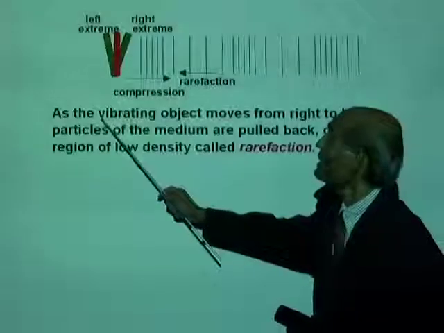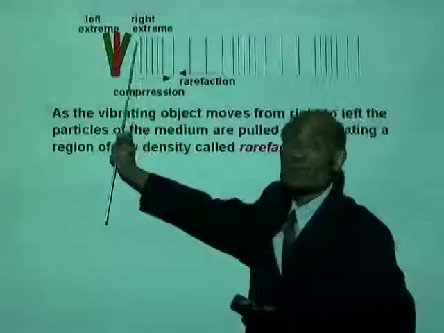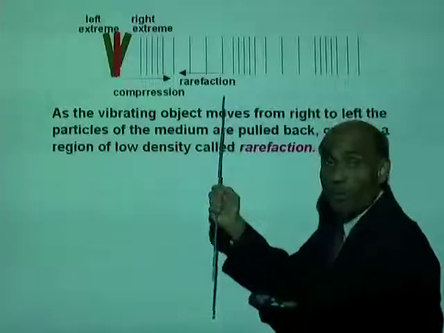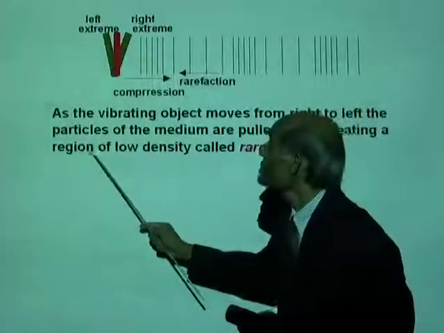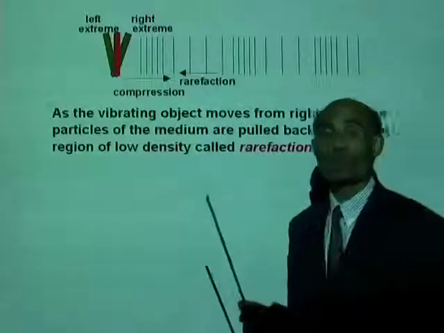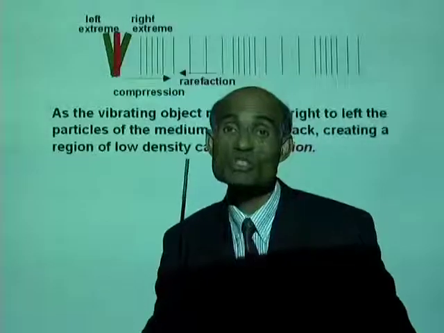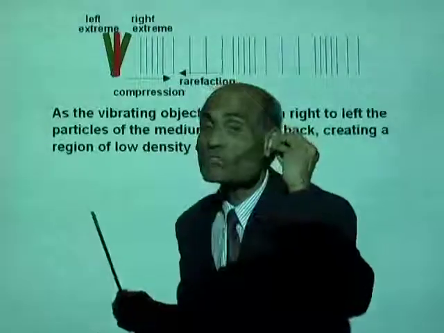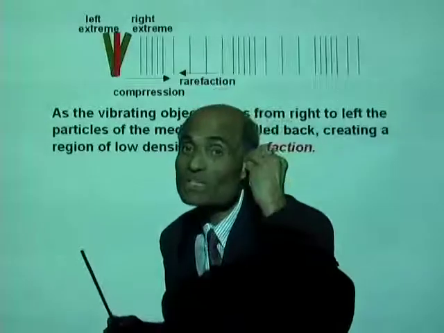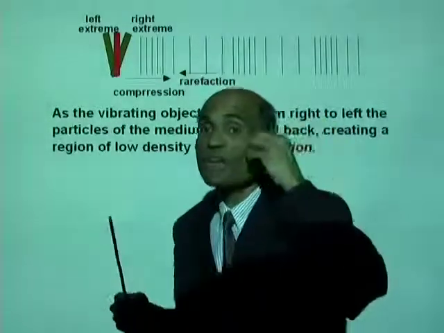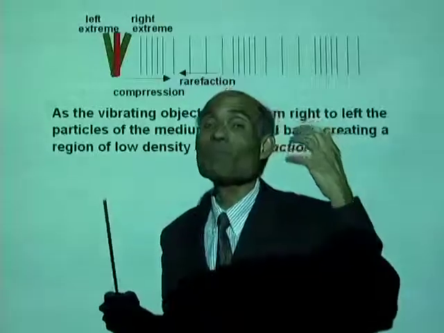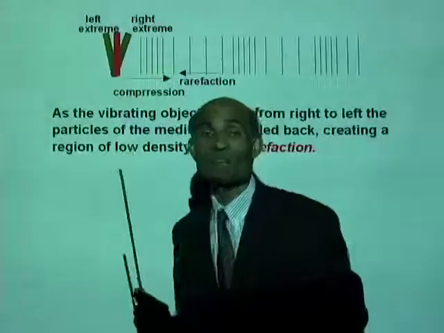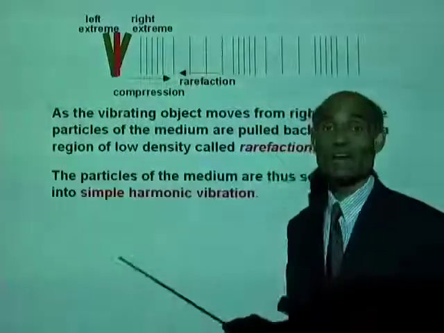Now, in the same way, as the vibrating object moves from right to left, the particles of the medium are pulled back, creating a region of low density called rarefaction. And these compressions and rarefactions advance through the medium, and when they reach your eardrum, they apply varying pressure on your eardrum, making your eardrum vibrate exactly the same way the object is vibrating. That means you hear that sound.